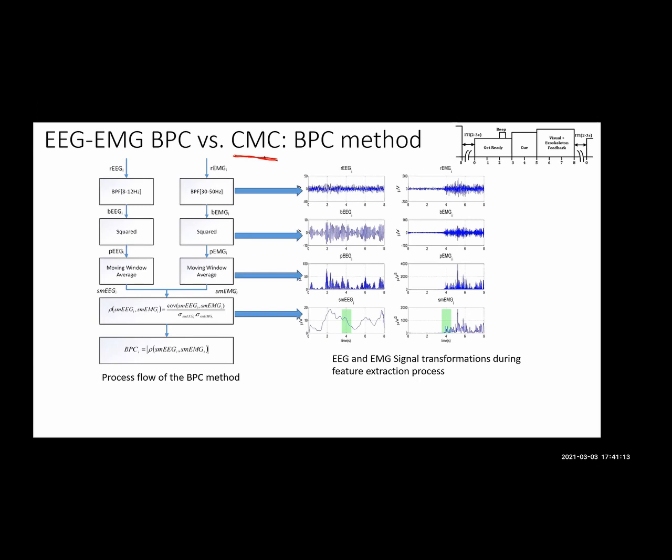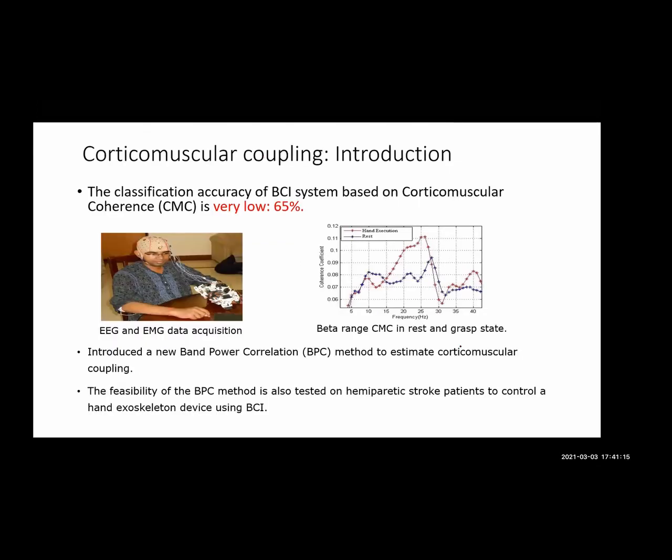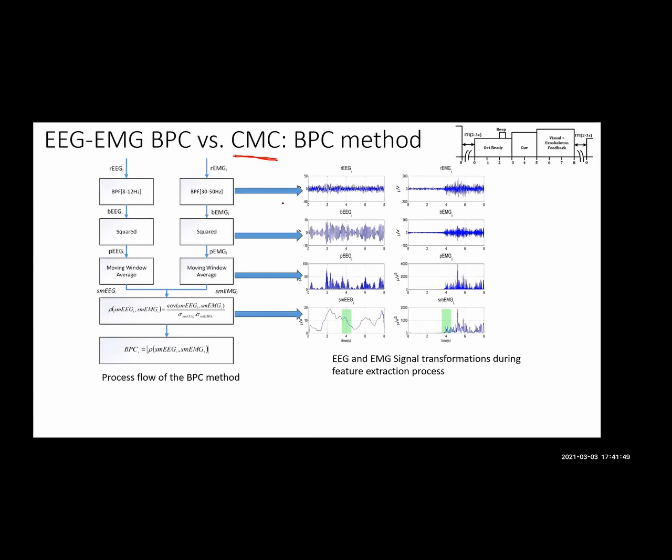Now, what we mean by the coupling: this is the frequency spectrum of a person. The blue line is at rest, and the red line is hand execution. So this shows that you can actually distinguish between the rest state and the hand execution state. If you can train some kind of machine learning algorithm to figure this out, it should be able to tell whether the person is thinking or not thinking. So BCI with CMC, which is traditionally what people were doing, gets only about 65%. With band power correlation, we were getting up to 96%.